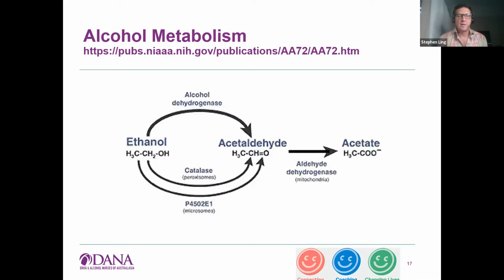So alcohol is metabolized largely by alcohol dehydrogenase. There is some cytochrome P450 metabolism with cytochrome P450 2E1. Alcohol is further metabolized from acetaldehyde to acetate by aldehyde dehydrogenase, and is then excreted via the kidneys through the Krebs cycle. Next slide, please.